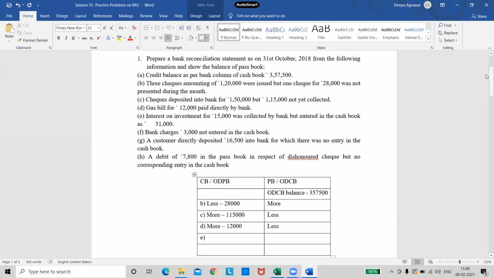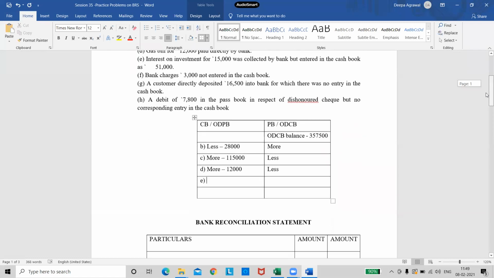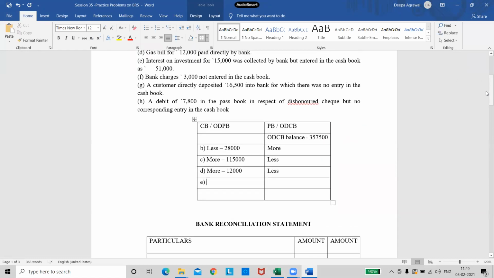The E bit says interest on investments 15,000 was collected by the bank but entered in the cash book as 51,000. Now see, this is a little complicated entry. He says interest on investments was collected by the bank. Okay, interest was collected, so the banker has entered in the passbook and the interest collected was 15,000. So passbook, there is the entry, no problem about it. 15,000 was recorded in the passbook.